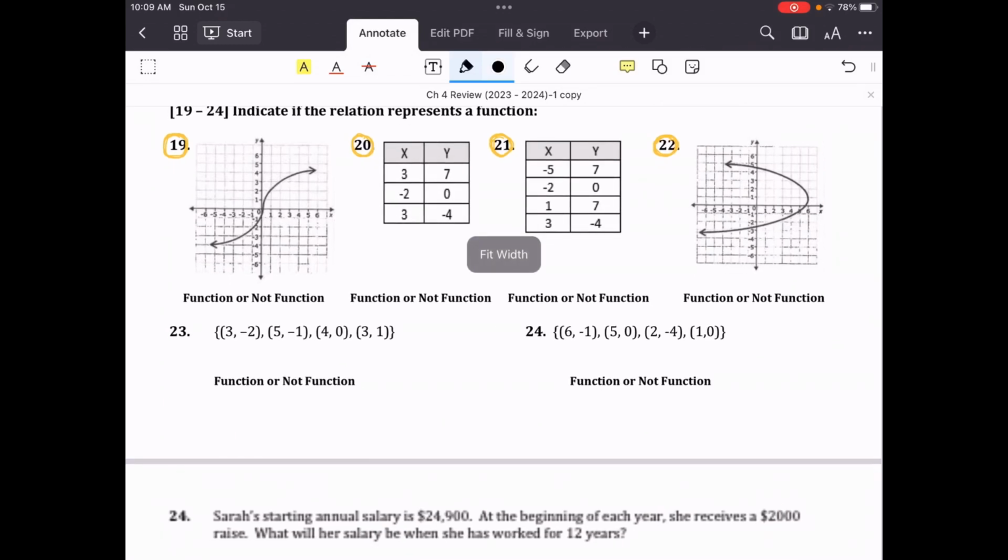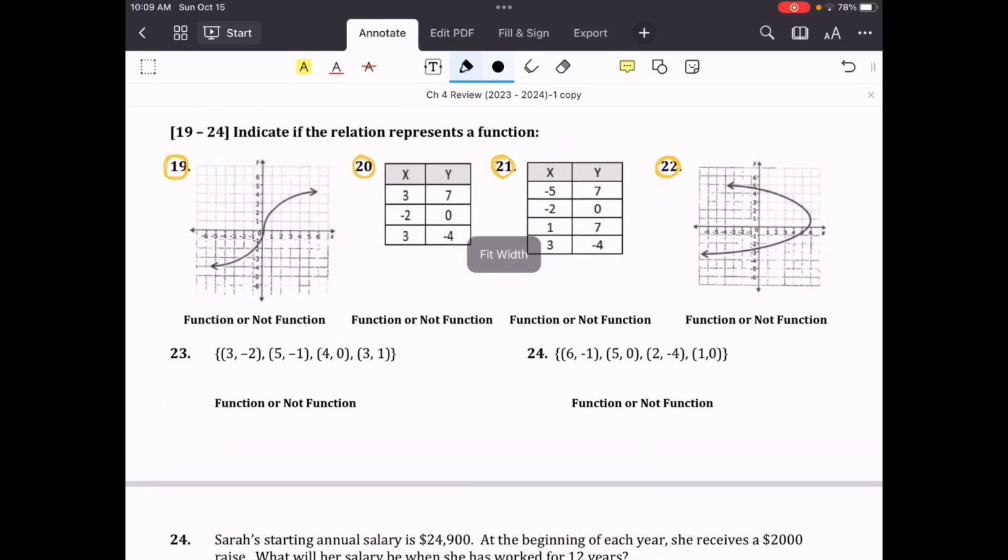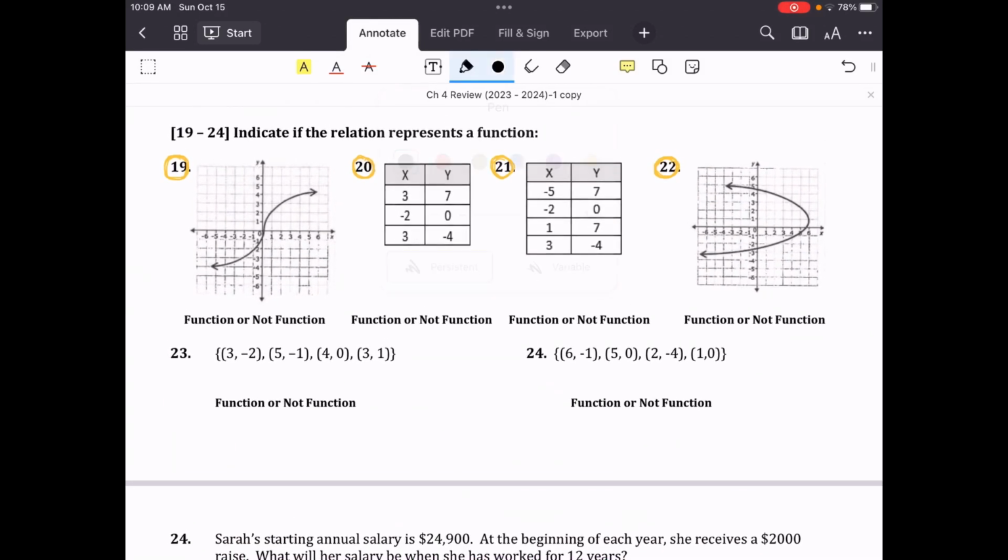All right, 19 through 22, maybe 23 as well. We're looking at indicate if the relation represents a function. So for the first one, for 19, this is a graph of what could be a function, and we're going to use the vertical line test. So as we look at this from left to right, if we draw a vertical line anywhere on the graph, we're going to see that it only ever intersects the graph at one point at a time. Because of that, this is a function. This passes the vertical line test.